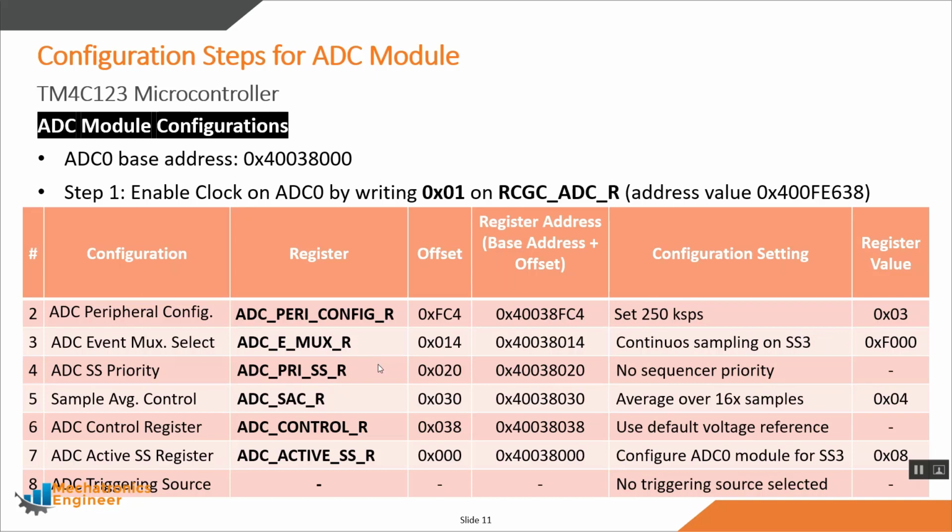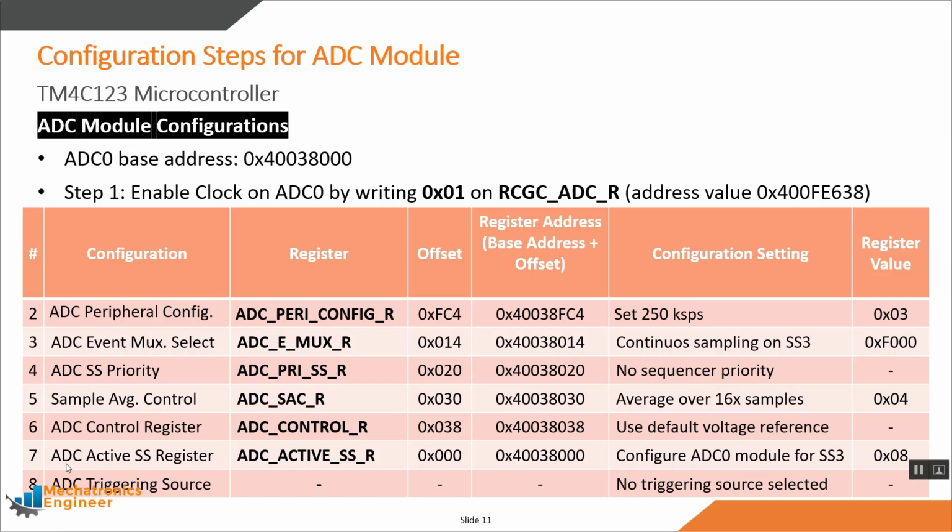In step 4, we don't need any sequencer priority because we are just using a single sequencer. In step 5, we are using averaging over 16 samples, and for that we need to write the hex 04 value to the sample averaging control register. In step 6, the ADC control register, we are not using this register for configuring the voltage reference. By default, the internal VCC is used as a voltage reference, which is 3.3 volts.